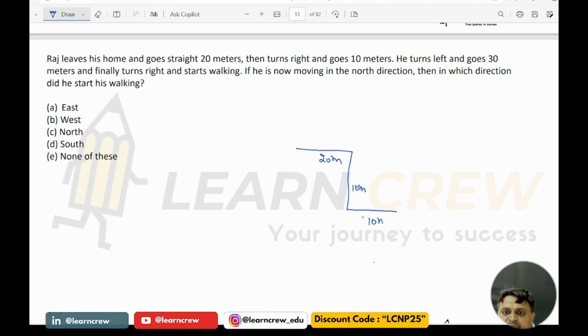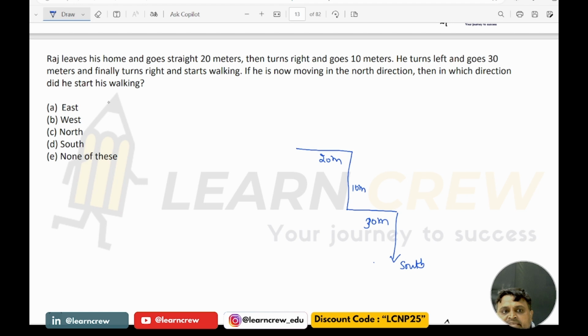Then he turns left, which means 30. It is 30, given. Okay, 30. And finally he turns right and started walking. So now he is moving towards south.